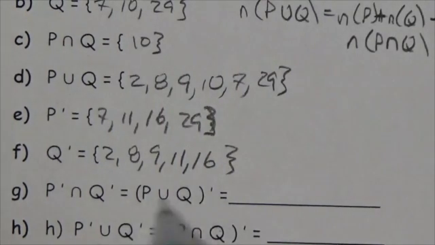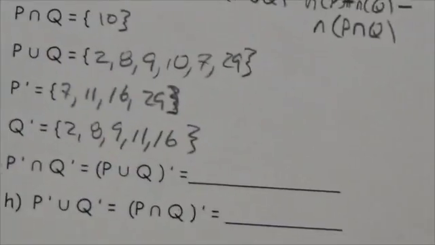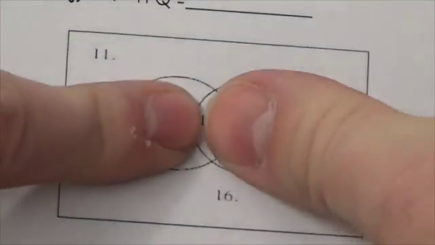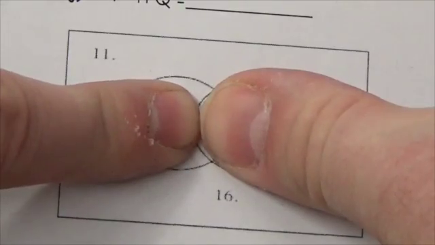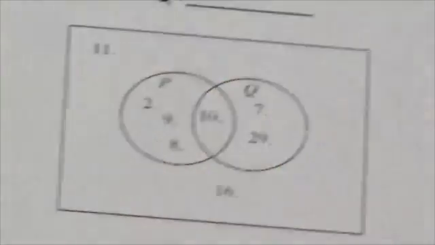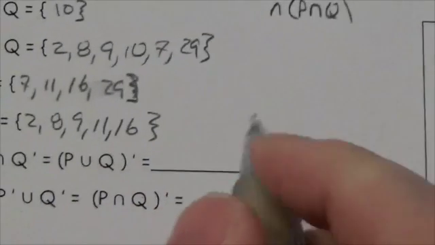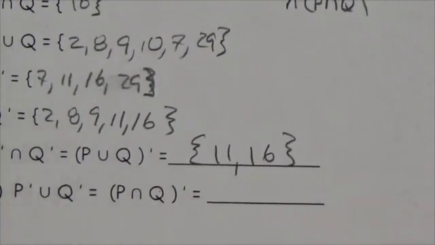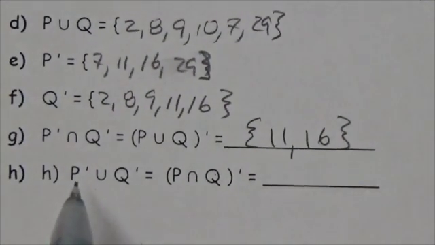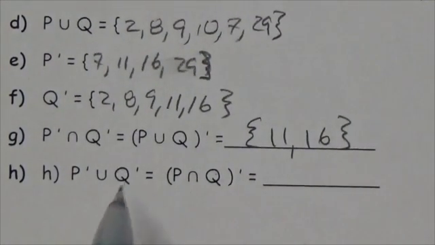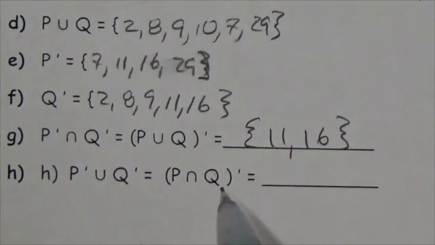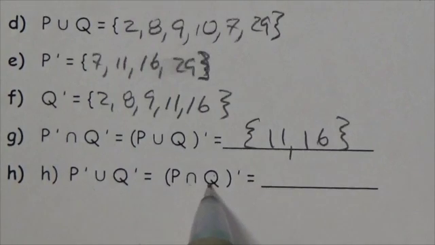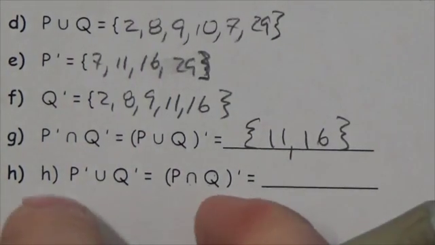Okay, but it might even be easier to see it like this, not (P union Q). Now, P union Q is going to be these two together. So what's not inside that? Well, 11 and 16. So this is going to be the set 11 and 16. Here, not P union not Q, which is, again, interesting that it's the exact same thing as not (P intersection Q). These are identical to each other.